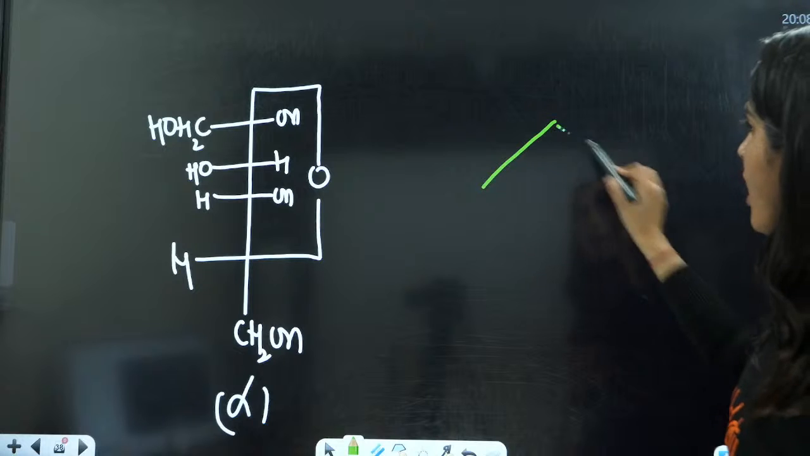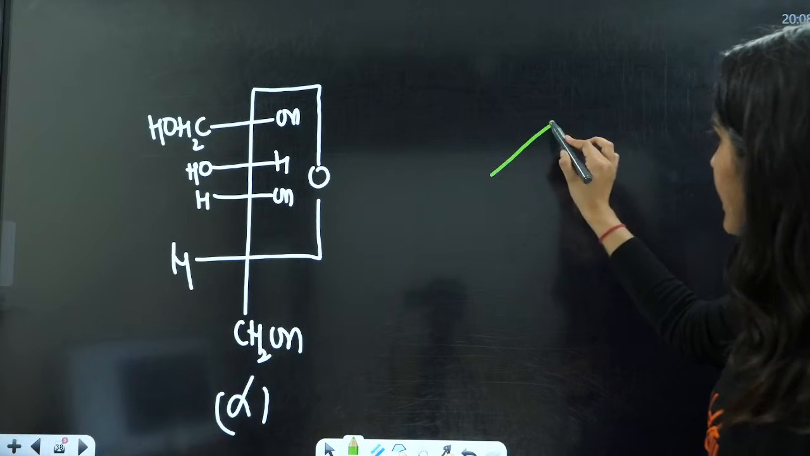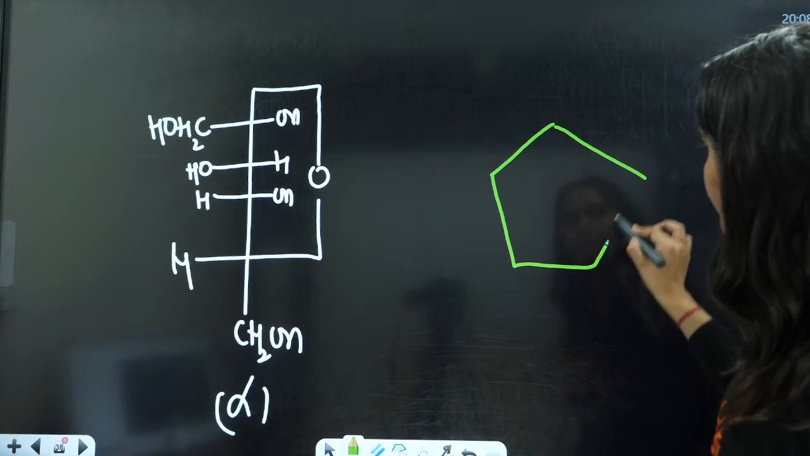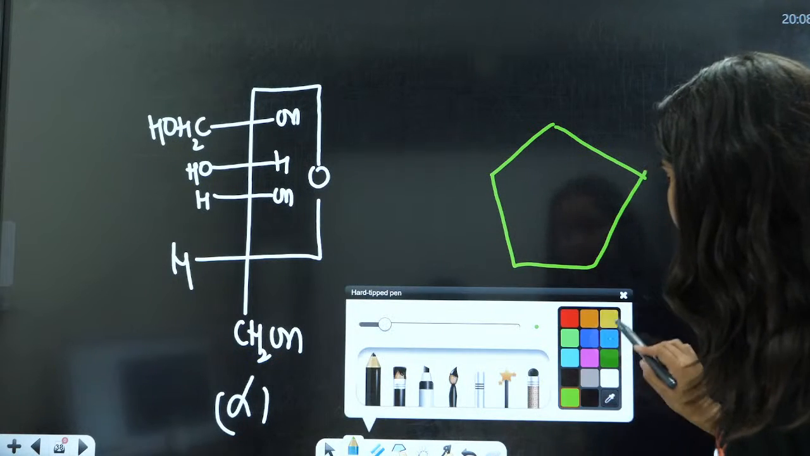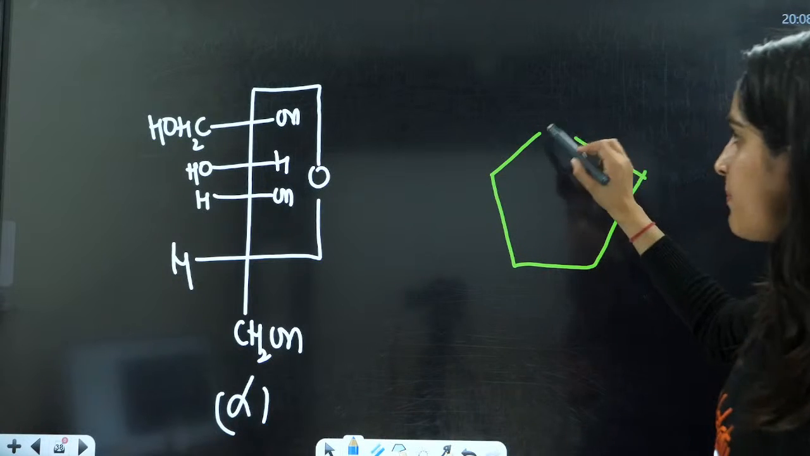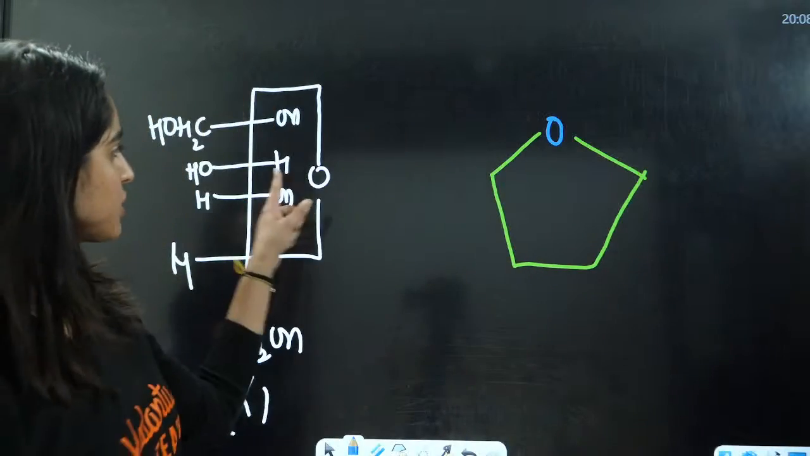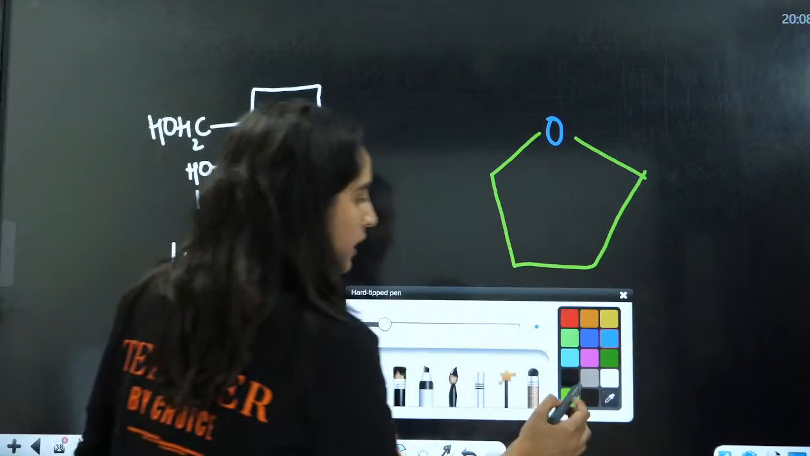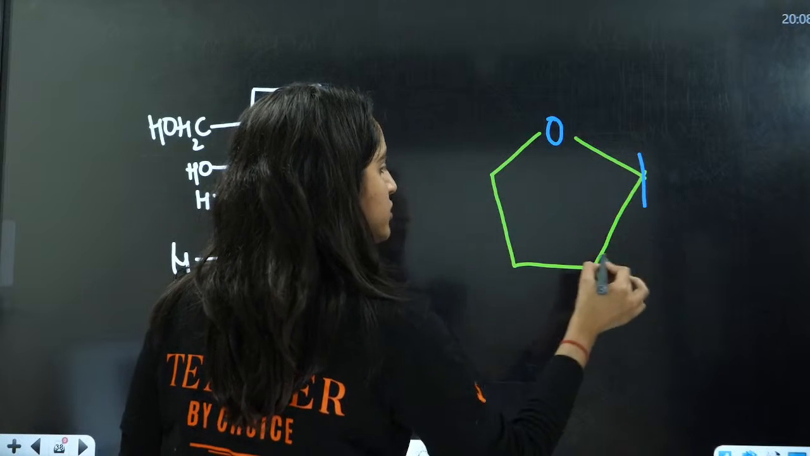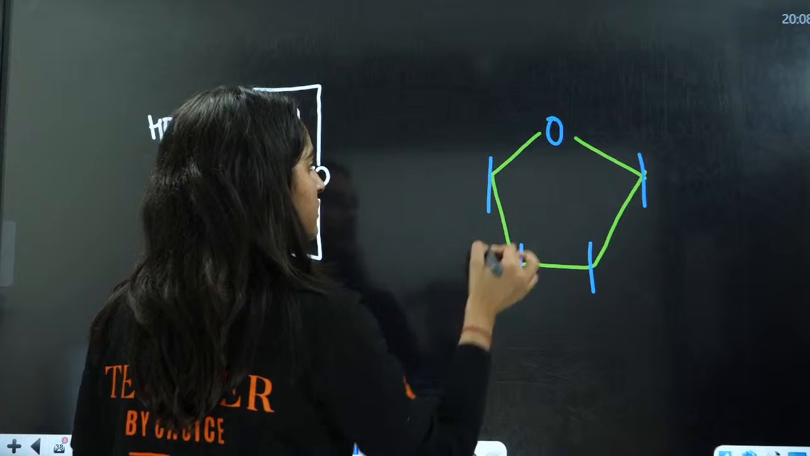Alpha fructose, how to draw this? Just draw a 5-membered ring here. You have drawn the 5-membered ring, right? Replace this one carbon with oxygen. That is this one. Understood? Draw 1, 2, 3, 4 vertical lines here. Draw vertical lines here.